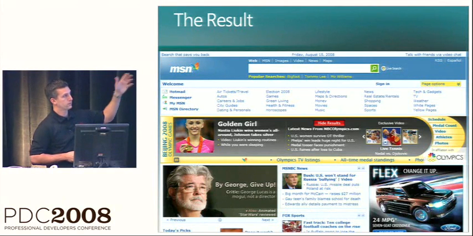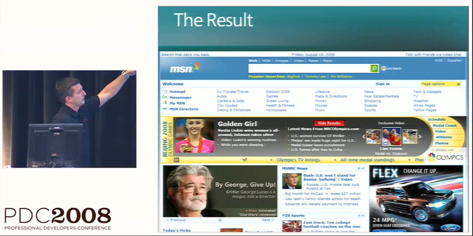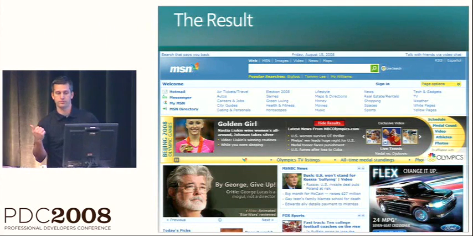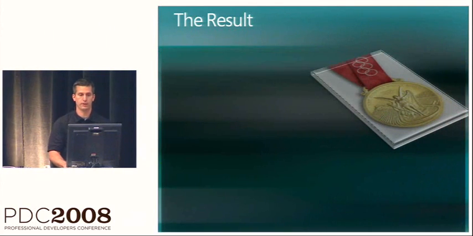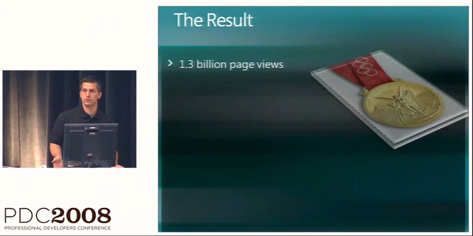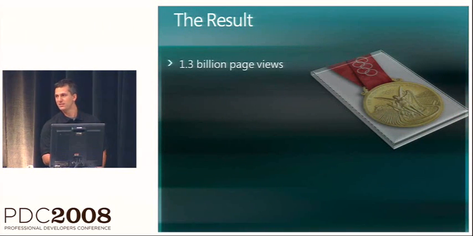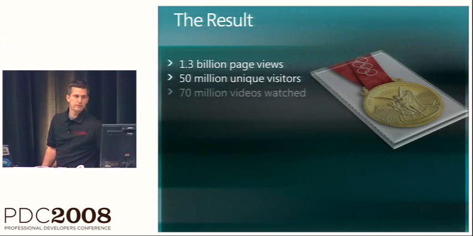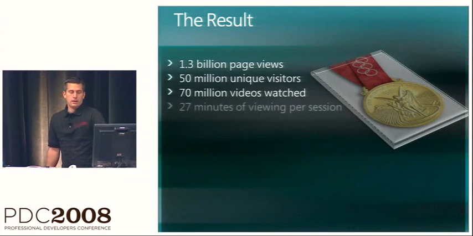And what they did was, for the 17 days of the Olympics, they had this dynamic programming banner up at the top to funnel traffic over. And what we ended up doing was we drove 1.3 billion page views in those 17 days. The first 2 days were startup. We had 50 million unique visitors. We had 70 million videos watched.